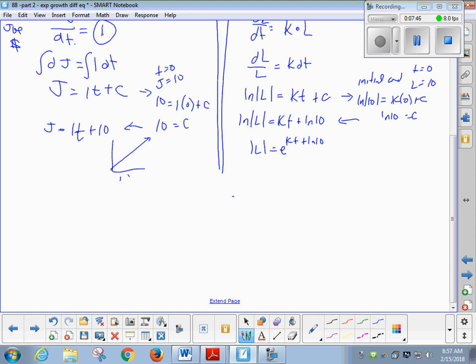So you never do anything to term by term. That's a math sin. You're going to ruin the problem doing that. So when I e this, it's not e this and e that separately. You cannot do that. Cool?